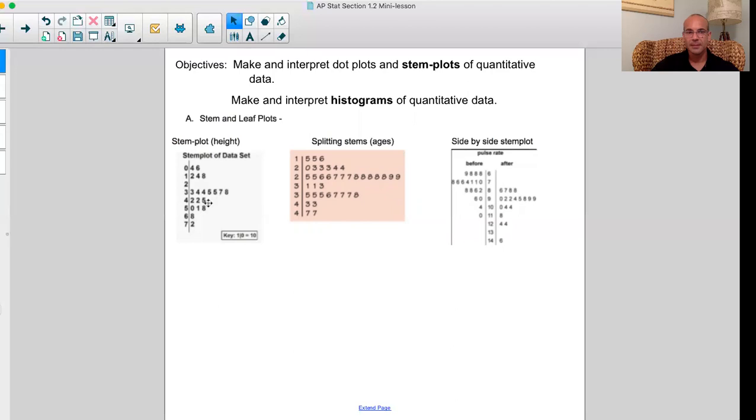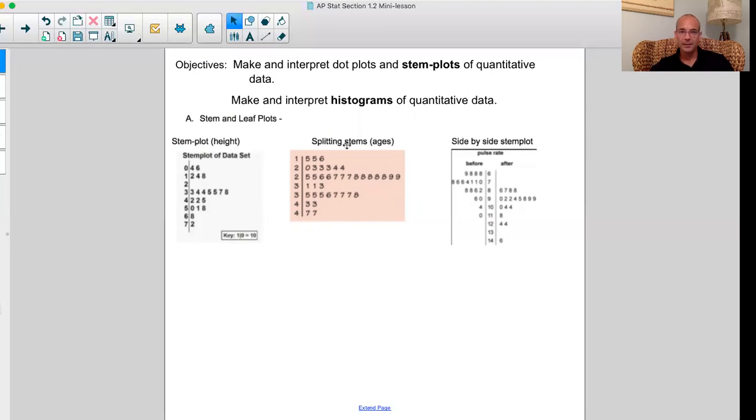A bad stem plot would have 3, 4, and then the 5, 5, 7, 8, and then the last 4 over here. You want to have these things in order, and that's because if we want to find a median or something like that, that becomes helpful. A good stem plot also has a key down here.